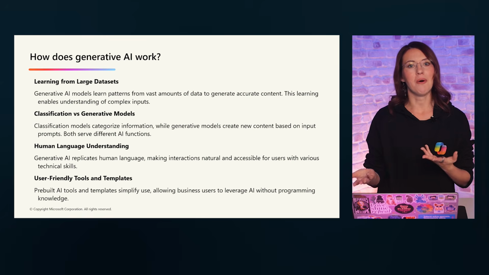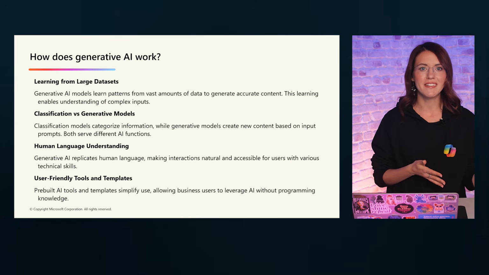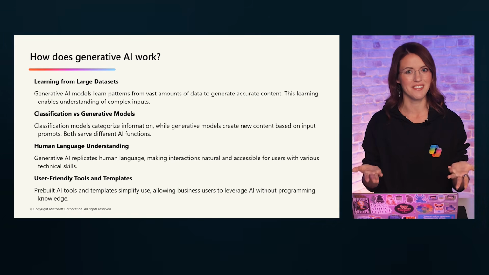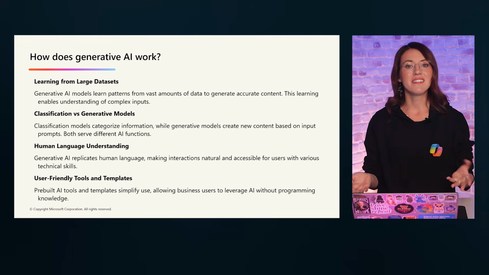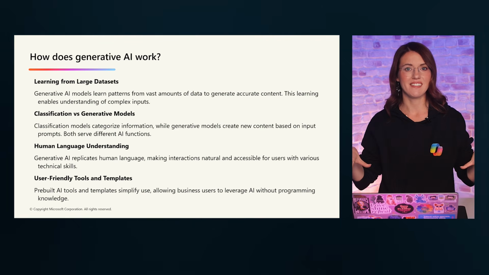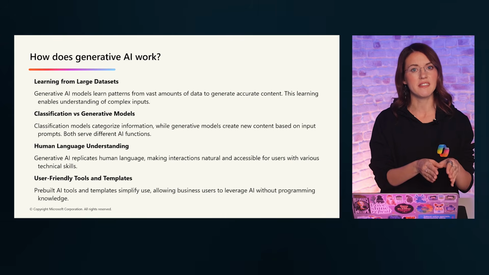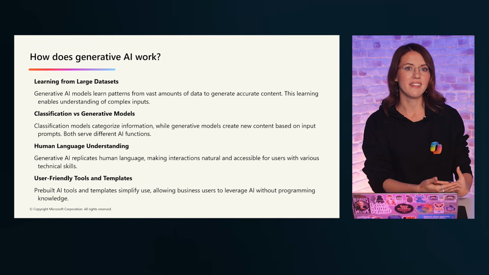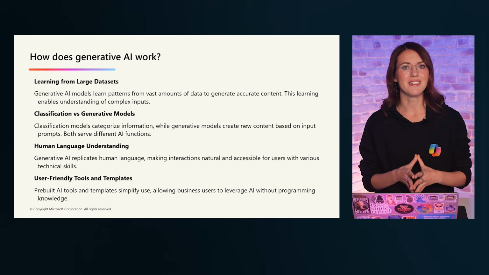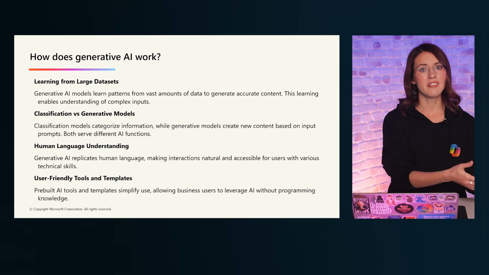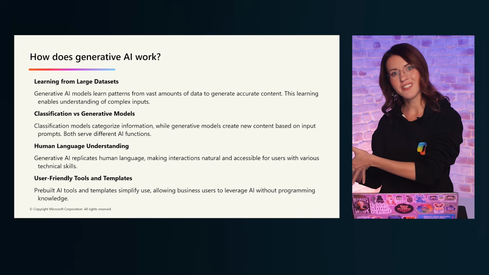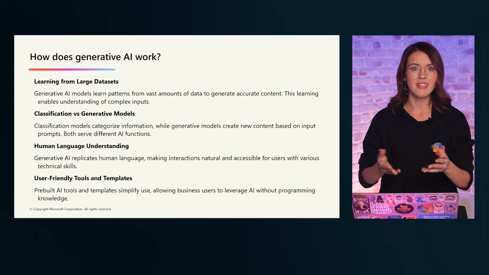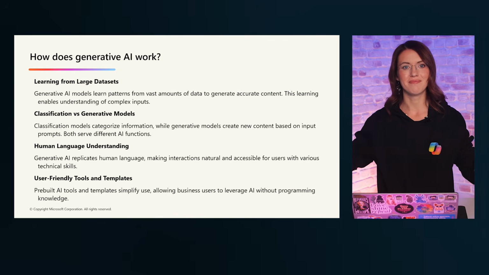Give Copilot Chat a few key points and it can draft an email, outline a training model, or suggest a polished response, all based on patterns it has learned. Generative AI models learn from very large data sets. This training helps them understand complex inputs, context, and language, so the output feels relevant and accurate. The key difference is simple. Classification models categorize information, while generative models create new content from prompts. Both are powerful, just used for different purposes.